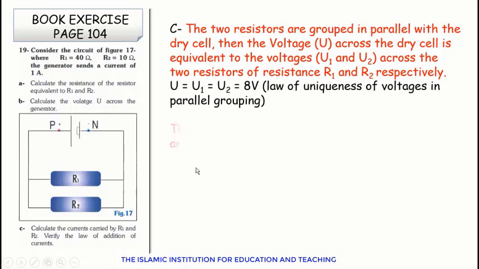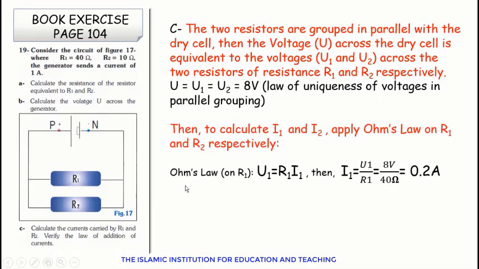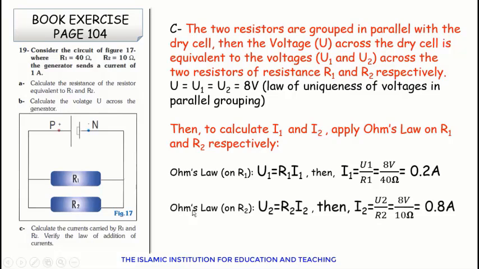To calculate I1 and I2, apply Ohm's law on R1 and R2. So U1 equals R1 times I1, then I1 equals U1 over R1 equals 8 volts over 40 ohms equals 0.2 amperes. Similarly, for the second resistor, I2 will be equal to 8 volts over 10 ohms equals 0.8 amperes.